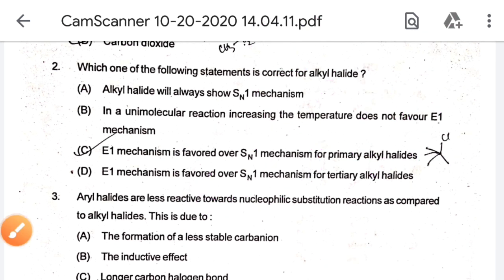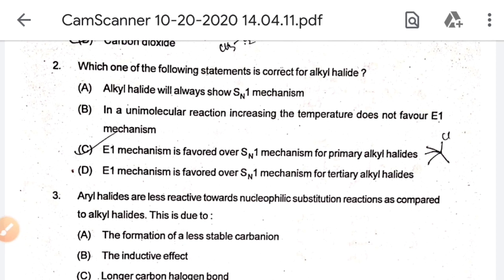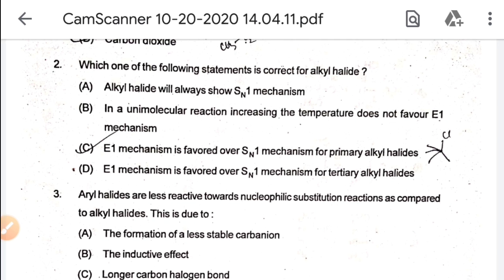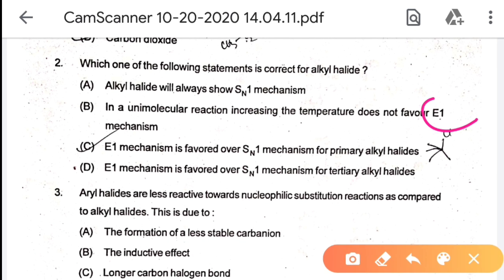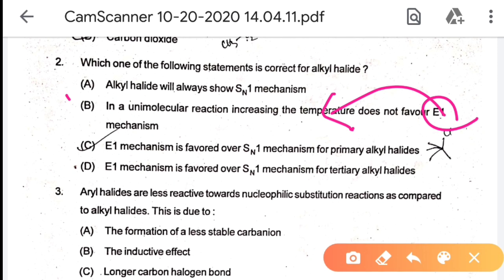Coming back to the next statement, that is in a unimolecular reaction, increasing the temperature does not favor E1 mechanism. Actually, if you increase the temperature, then elimination reaction is favored. So elimination reaction depends upon temperature. Fine. So this statement is incorrect.